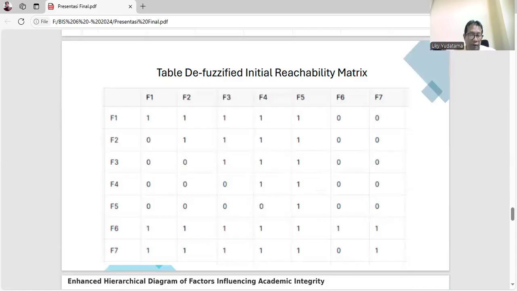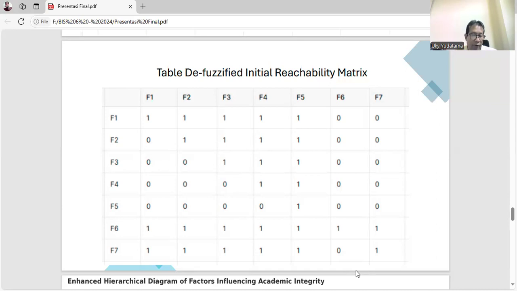The fuzzy initial reachability metric. This slide presents the fuzzy initial reachability metric, which is a crucial step in the FISM methodology of applying fuzzy logic and determining the fuzzy relationship between factors. The next step is defuzzification of values. This process simplifies the fuzzy values into crisp values, typically 1 indicating a strong influence or 0 indicating no influence.